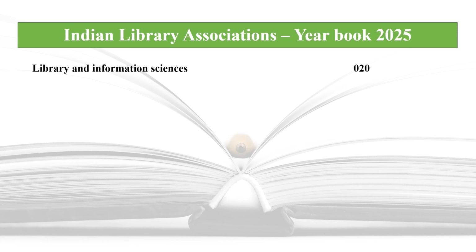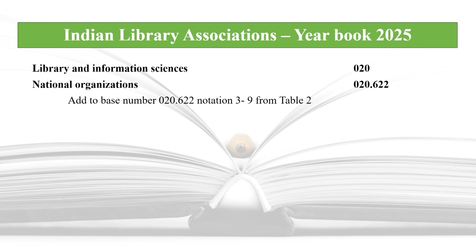The national organization related with the particular subject is 020.622. There is an add notation which tells us to add to the base number 020.622 the notation 329 from table 2. So there is a direct instruction to add geographic location from table 2. From table 2 we will get the number for India. As the library association is associated with India, we will add the geographic location for India, that is 54.